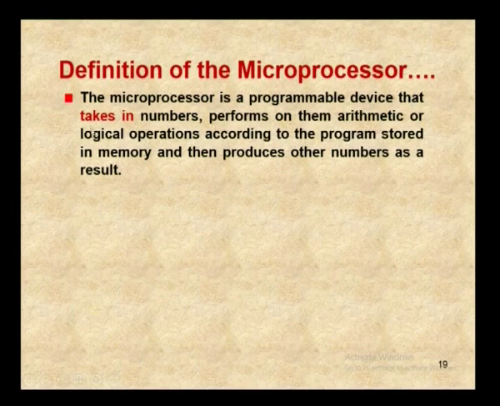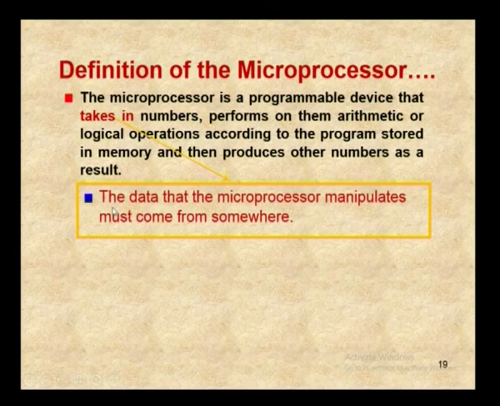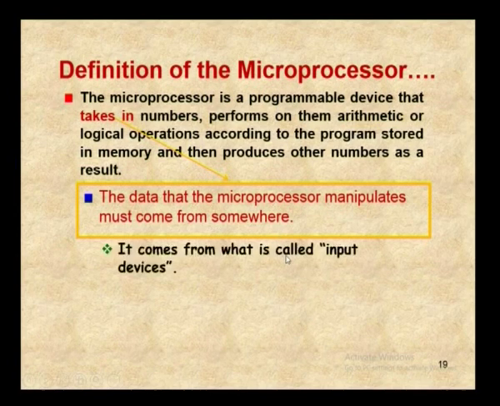Then again we see that a microprocessor takes in numbers. What is meant by takes in? The microprocessor has to take the data to manipulate. The data has to come from somewhere. Microprocessor cannot hold all the data, so the data that the microprocessor manipulates must come from somewhere. From where does it come?